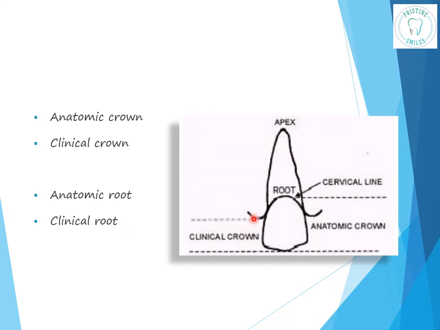Clinical root is the portion of the tooth which is covered by periodontal tissues. When teeth reach their functional antagonist, that is when they come into occlusion, the gingival sulcus and the junctional epithelium are still present on the enamel. And the clinical crown is approximately 2/3 of this anatomic crown.